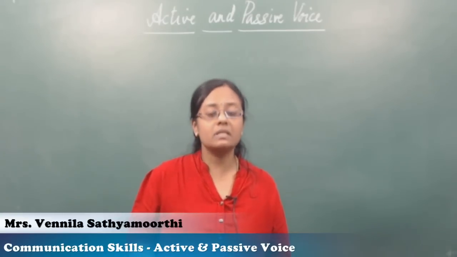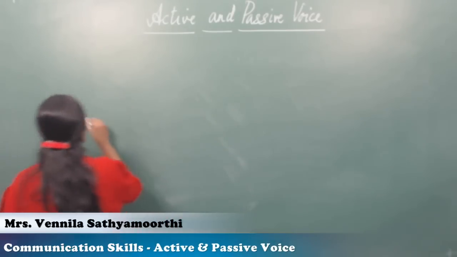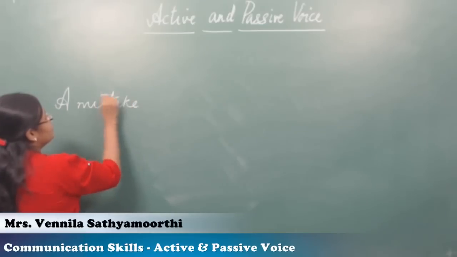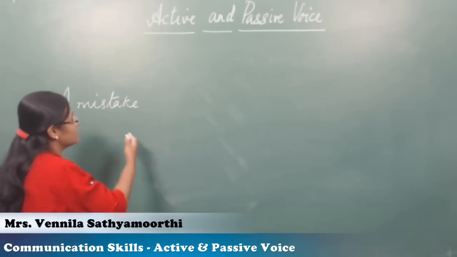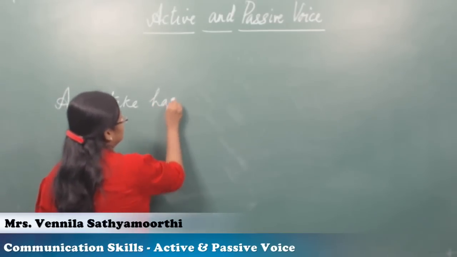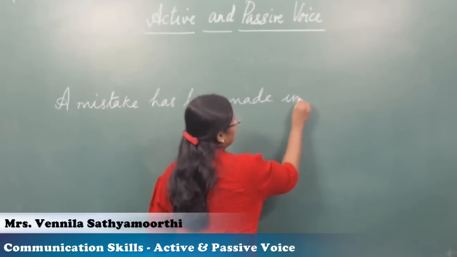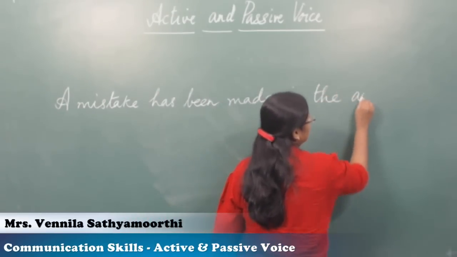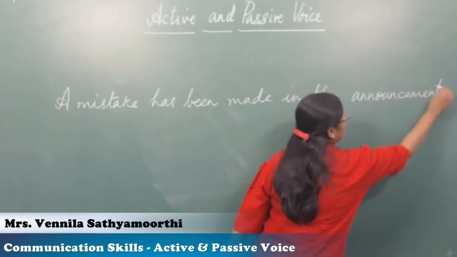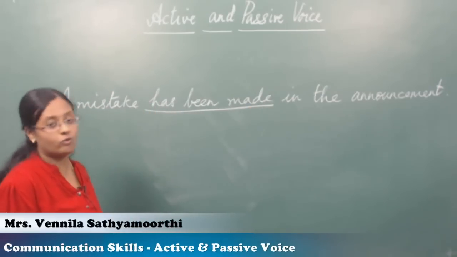Like a mistake has been made in the announcement. You see a sentence like that, you want to be on the safer side, not mentioning the name of the person who has done the mistake. A mistake has been made in the announcement. Now I want you to take down these examples also. Has been made. Now this tells you that the sentence is in the passive voice.